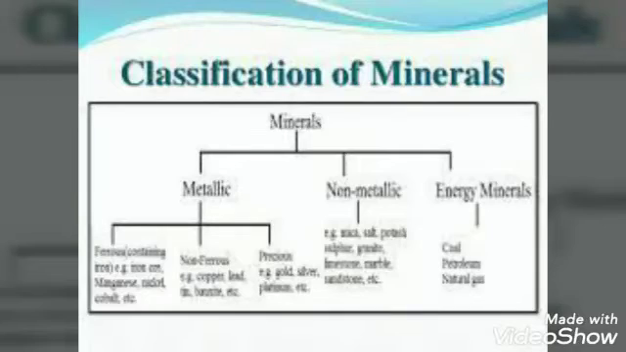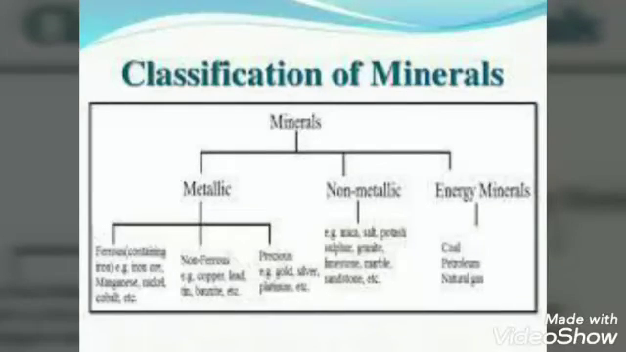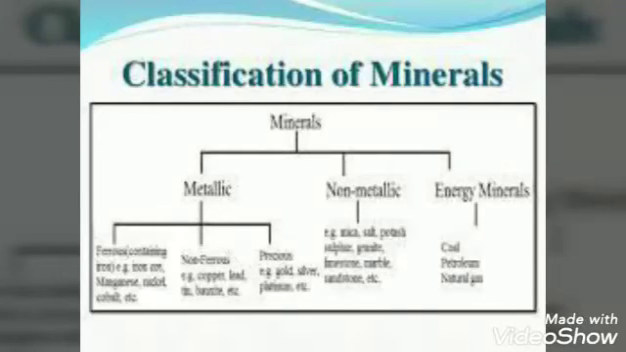Now if we come to the non-metallic minerals, these are minerals which are not a very good conductor of heat and electricity. These non-metallic minerals are mica, salt, potash, sulfur, granite, limestone, marble, sandstone, and so on. Then we come to the last classification of minerals, that is the energy resources.